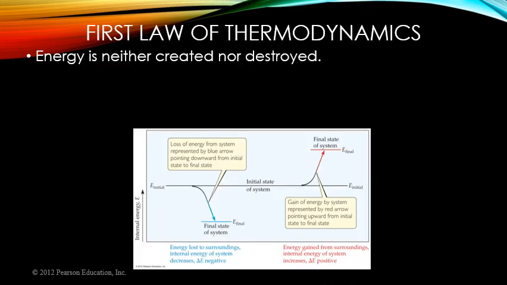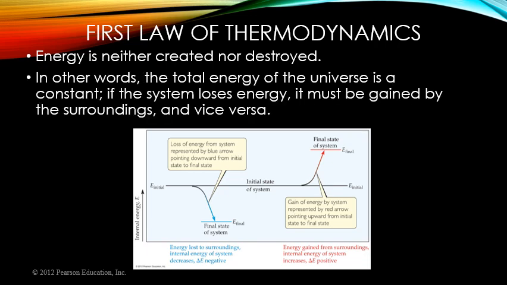So we will start with the first law of thermodynamics, which is basically the law of conservation of energy. Energy is neither created nor destroyed, it's just simply changing forms. In other words, the total energy of the universe is a constant. If the system loses energy, it must be gained by the surroundings and vice versa. So we're always looking at the initial state for the energy versus the final state.